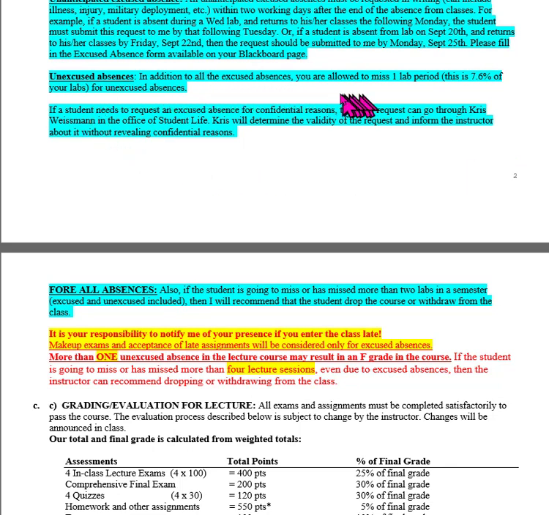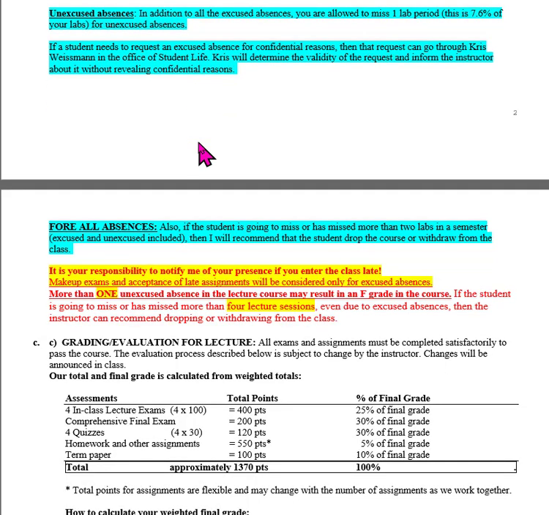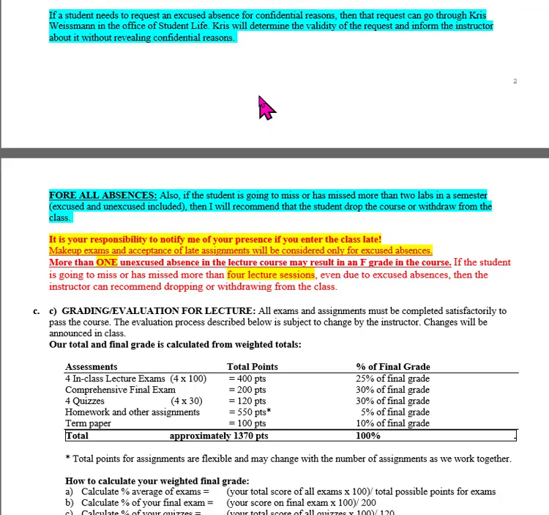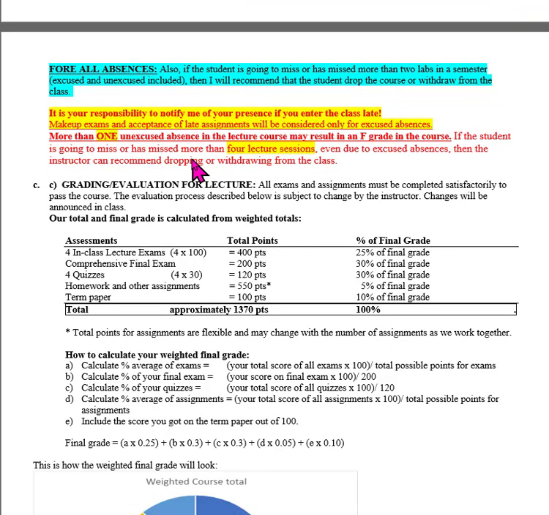Unexcused absences are absences that you are not aware of now or that don't count under the categories of health, military, injuries, and athletic or USC related events. Okay. You are only allowed to have one unexcused absence in this lecture. And if you need to request an excused absence for confidential reasons, then that request can go to Chris Weisman, who is our Director of Student Affairs, and his office is in Student Life in the Fire Ant Cafe. And Chris will determine the validity of the request and will inform me about it without revealing your confidential issues if you need such an excuse.